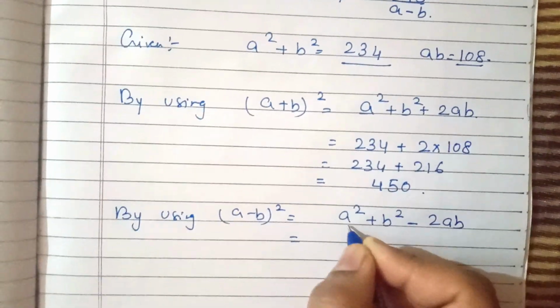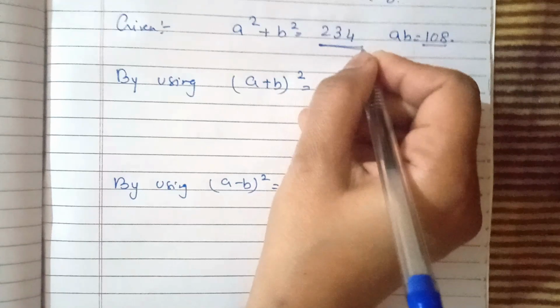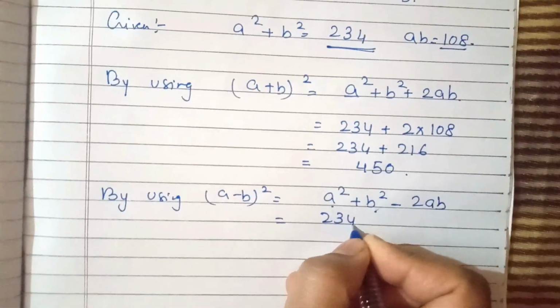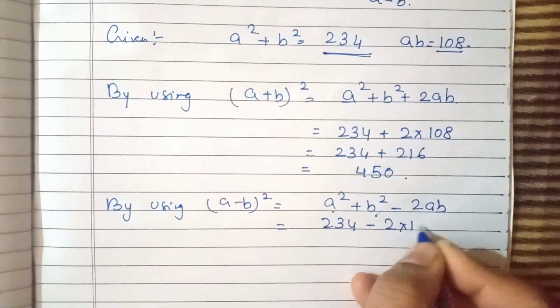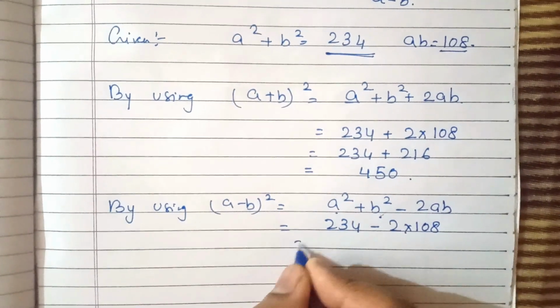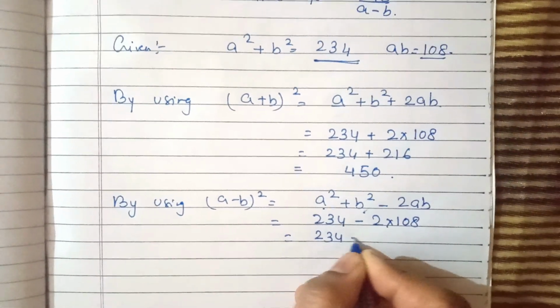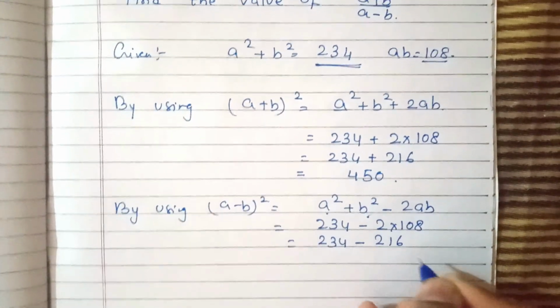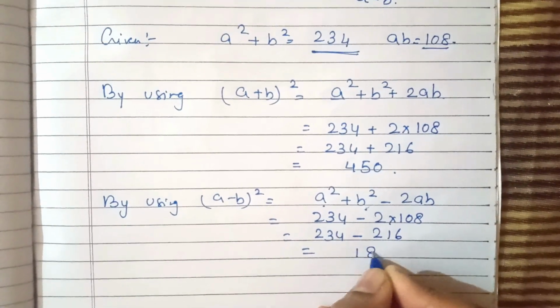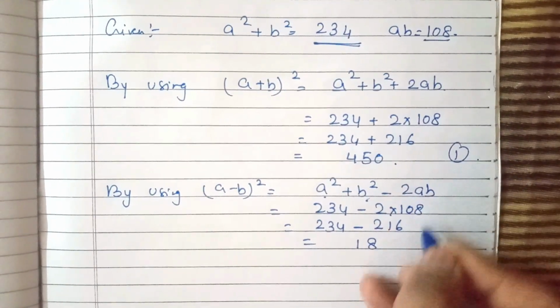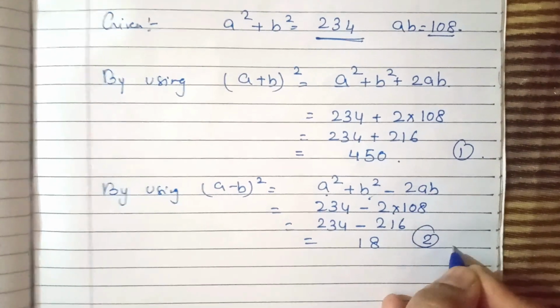Now again, in place of a square plus b square we can write 234 minus 2 into 108. That gives us 234 minus 216, that is equal to 18. So this is our equation 1 and equation number 2.